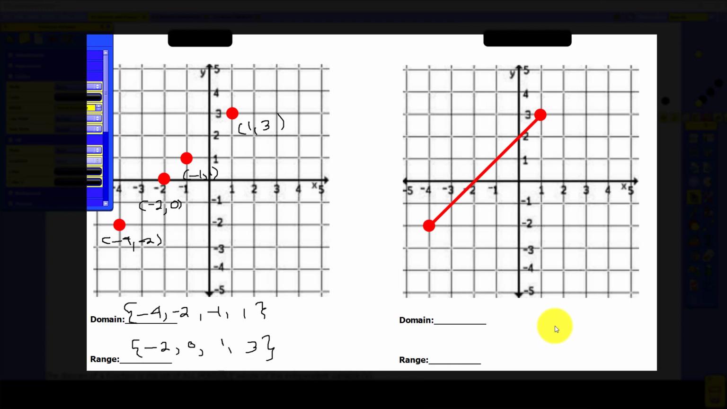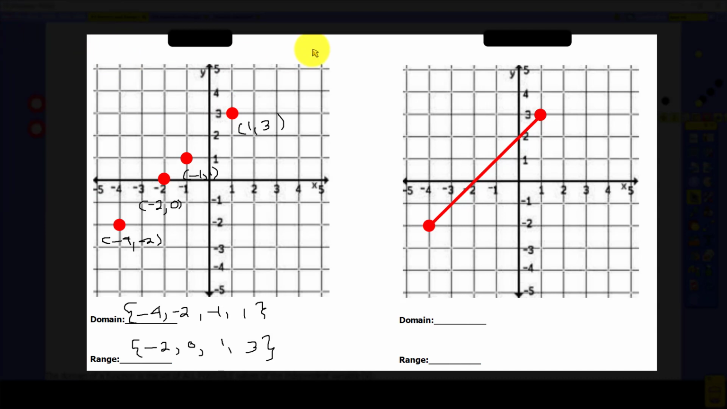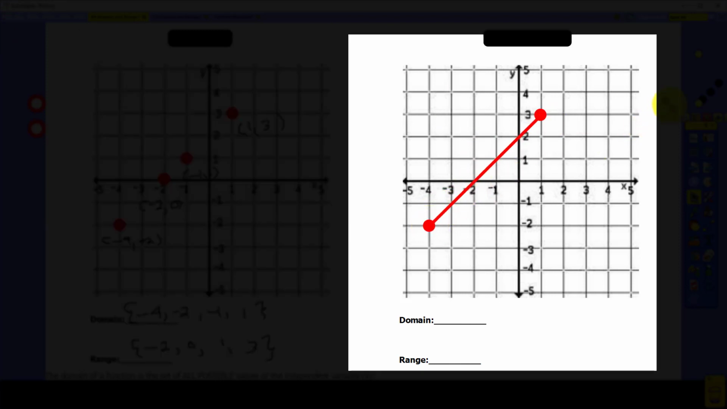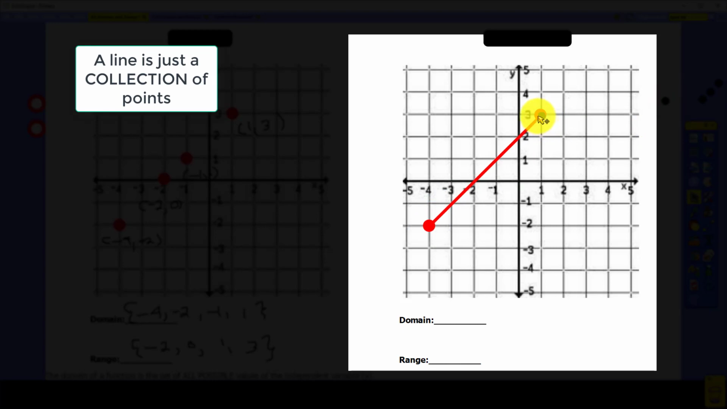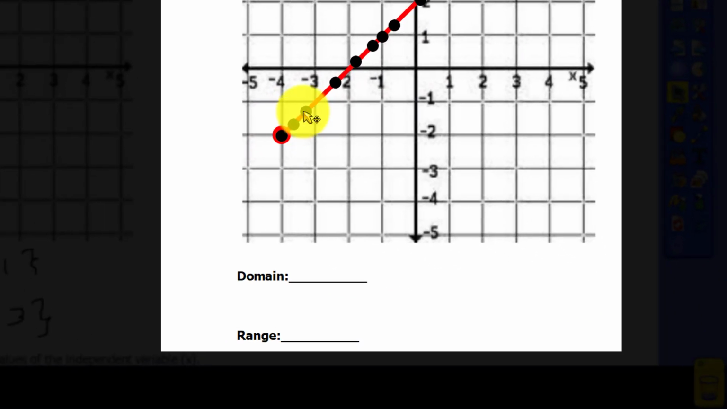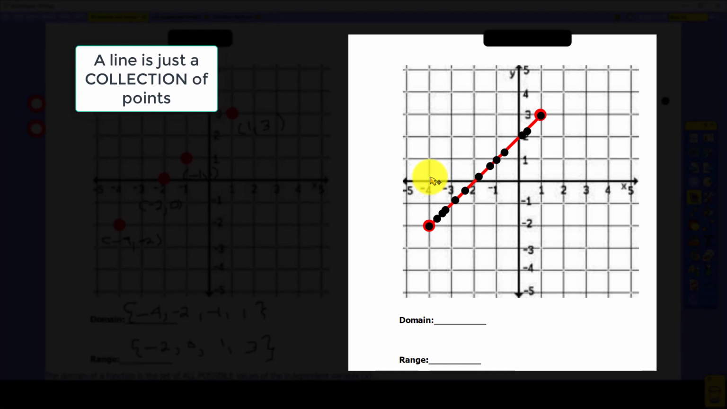Alright, next, what if we have a line or a curve? How are we going to get the domain and range of a given line or curve? Note that a line, just like this, is a collection of points. This line actually consists of a lot of points. And even between these 2 points, you can find another point. This line is actually a collection of so many points. We have an infinite number of points. We cannot count all of them.